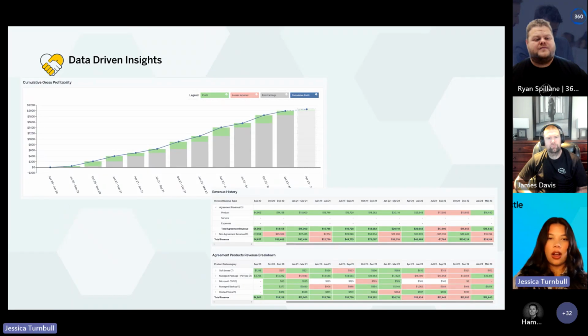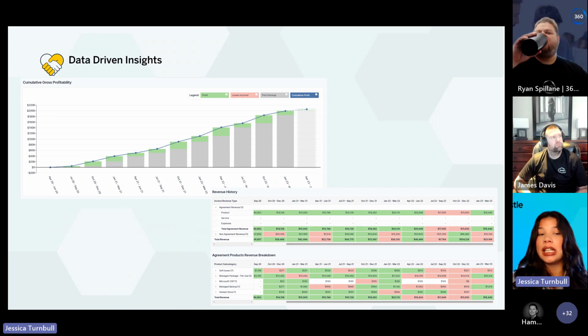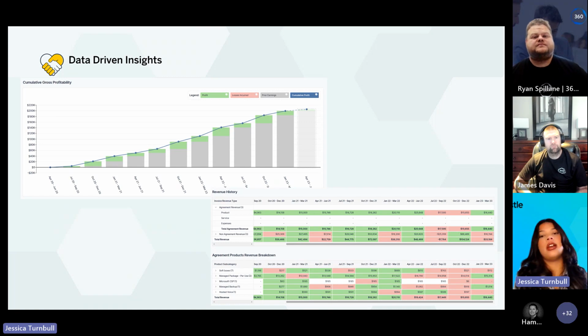Right. Moving on. Also, just wanted to touch in here for some data-driven insights. In the platform, we have a cumulative profitability for each individual customer. So you can see how this customer is growing with you, if they're stagnant, if they're dropping off, as well as a breakdown of their complete revenue history, agreements, non-agreement revenue, and then straight back down into your subcategories of what they're consuming and what they're not consuming as well, to really make those decisions for customers.